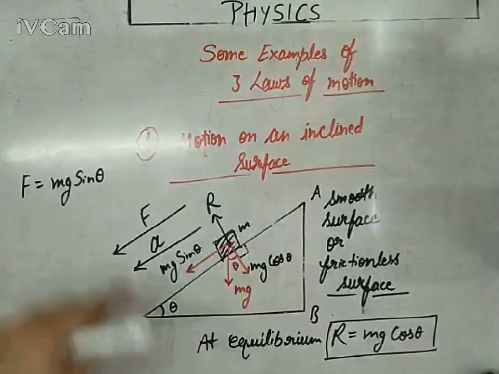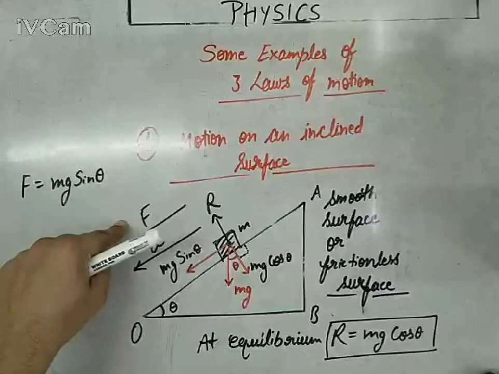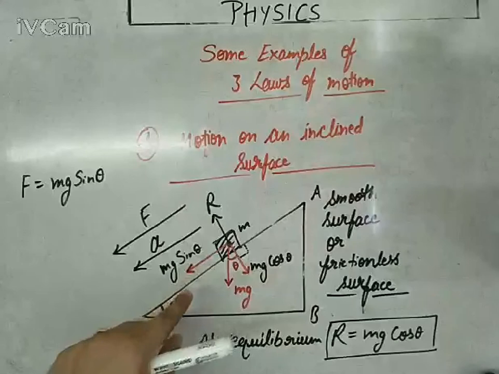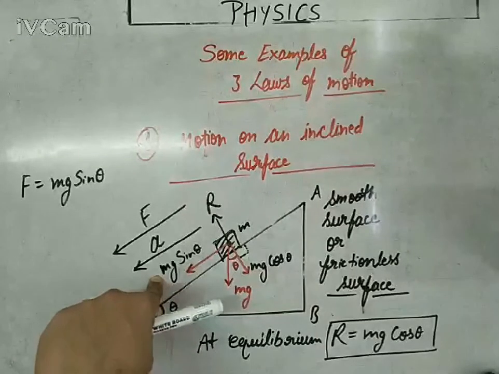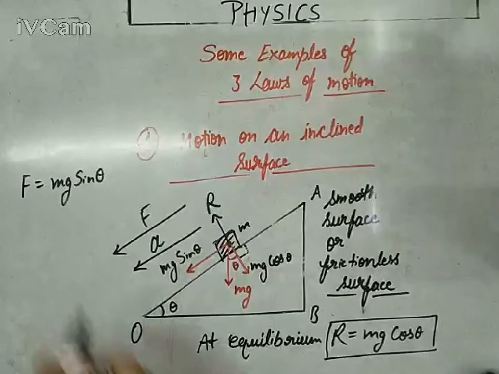Because according to us the resultant force is F, but according to the free body diagram the effective force is mg sin theta, which is responsible for the body's downward motion. So simply you can say F is equal to mg sin theta. This is the easiest way to decode a free body diagram in such problems.